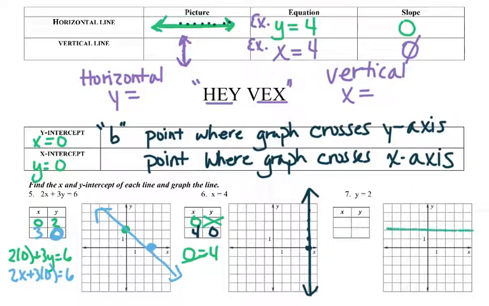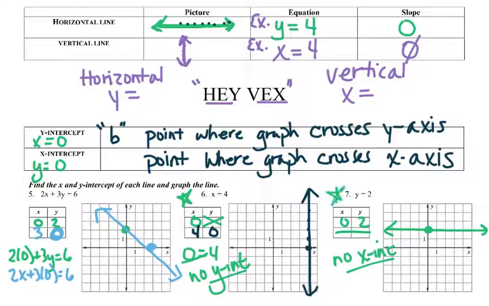Similarly, the horizontal lines here are not going to have x-intercepts, right? I can't let y be 0 because y is always 2, but I can let x be 0 and get a y coordinate of 2. So again, this horizontal line has no x-intercept, where the vertical one had no y-intercept. So those are kind of our special cases of x and y-intercept.